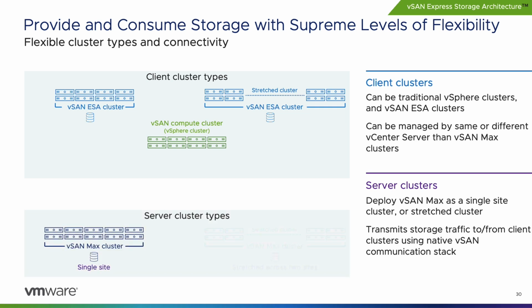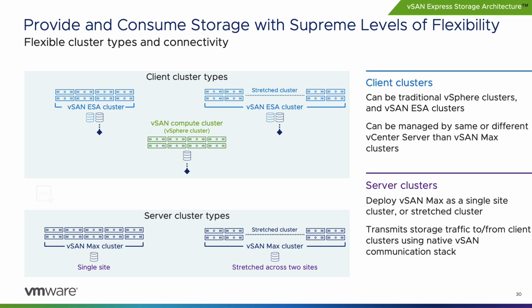vSAN provides tremendous flexibility in how a vSAN Max cluster is configured, but also how and what types of clusters connect to it. A vSAN Max cluster can be a traditional, single-site cluster of up to 64 hosts, or for extra resilient storage, it can be deployed as a stretch cluster using a total of 40 data hosts.